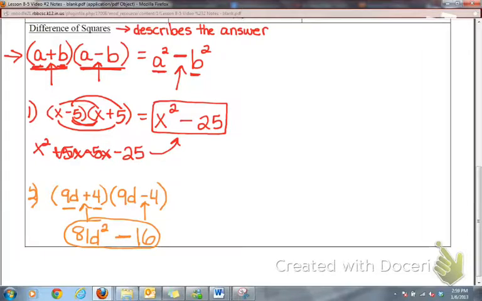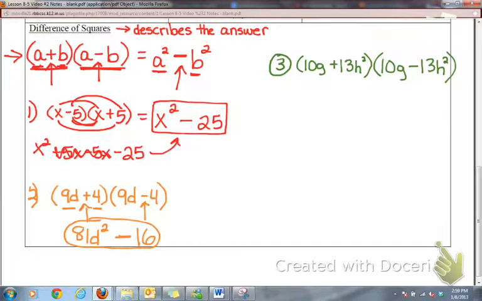We're going to do one more of these. Let's go over here to the right. This is going to be example number 3. Let's say I have 10g plus 13h squared, and then in my other parentheses, my other binomial will be the same thing but with a minus sign, so 10g minus 13h squared. Again, realize, same thing in parentheses, except here's a plus, here's a minus, so they're just opposites.